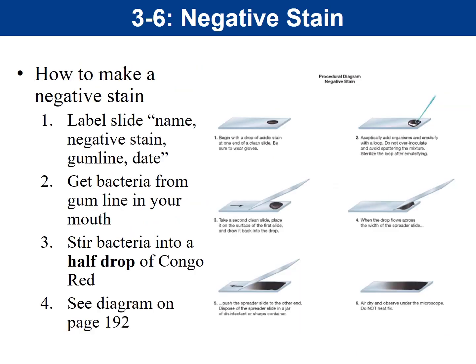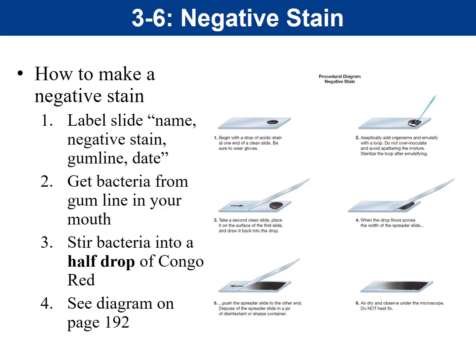The way that we make a negative stain is going to be a little bit different than how we would make a simple stain. You would take your slide and label on the frosted part what is going to be on your slide. Remember, when you do this, you're going to put the frosted side up. You're going to label the slide with your initials, the date, and negative stain, so you know what kind of stain is on this slide.